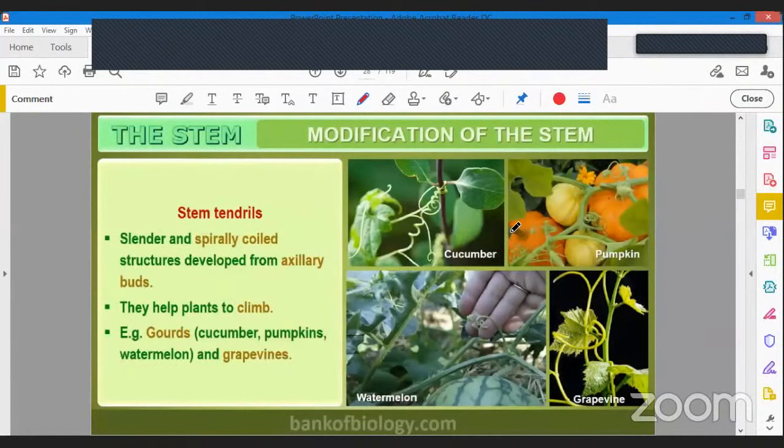Okay. Next, modification of stem for support. Stem tendrils. They are slender and spirally coiled structures which develop from the axillary buds. So what do you mean by axillary buds? At the base of the leaf. Okay. So they help the plants to climb. Examples: gourds, cucumber, pumpkins, watermelons, and grapevines. So take down.